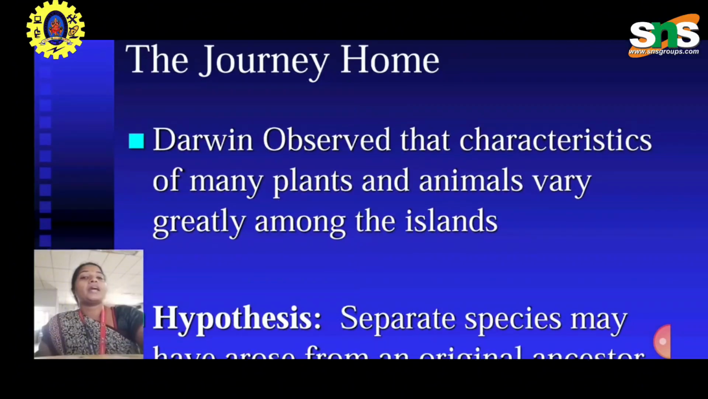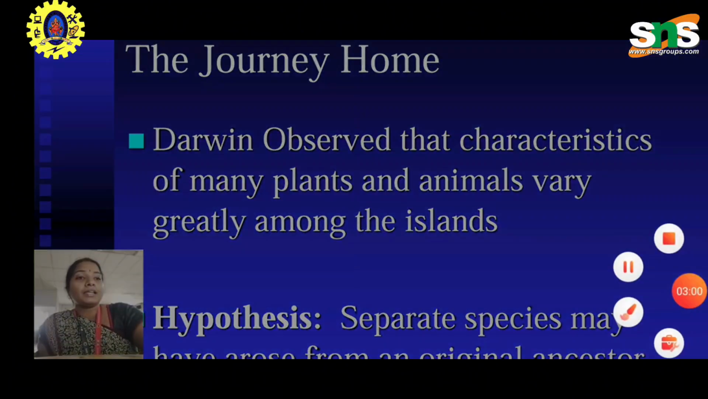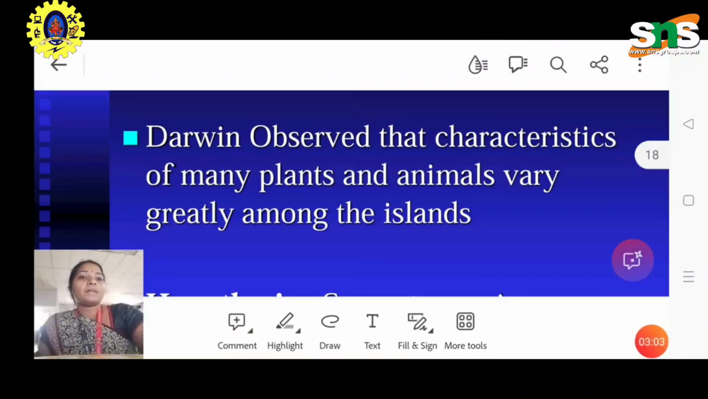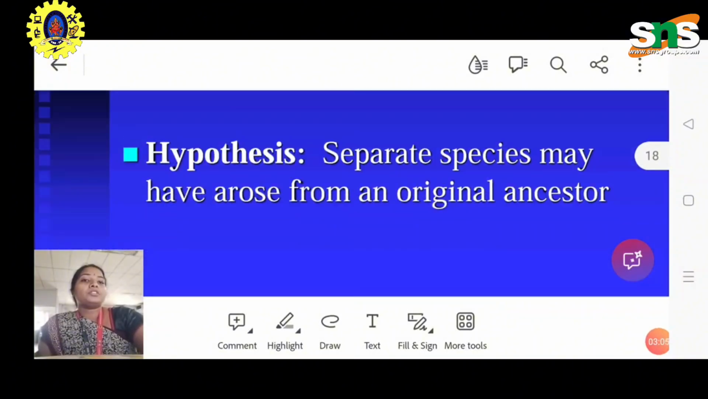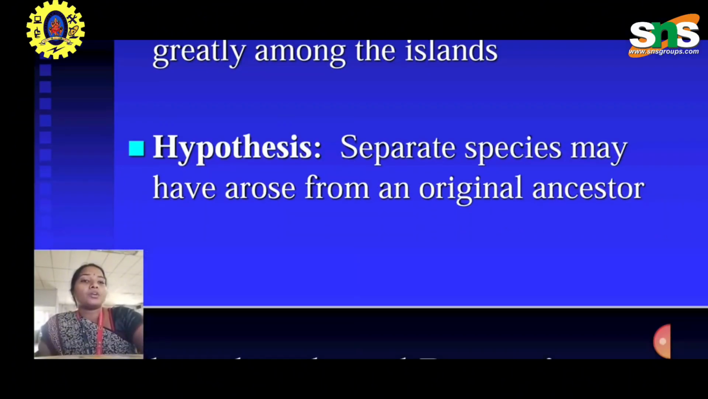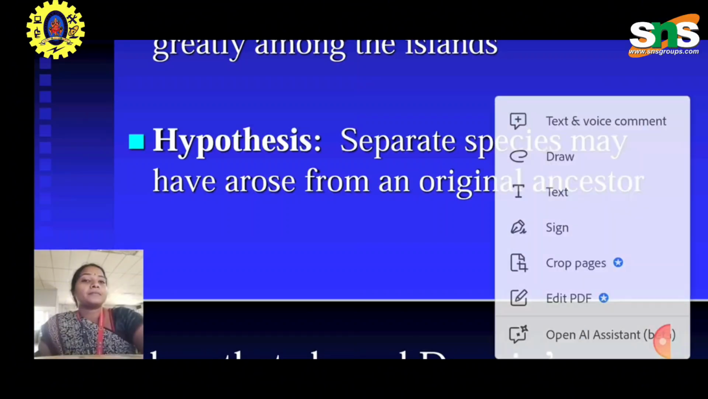The journey home. Darwin observed that characteristics of many plants and animals varied greatly among the islands. So the hypothesis: separate species may have arisen from original ancestors.